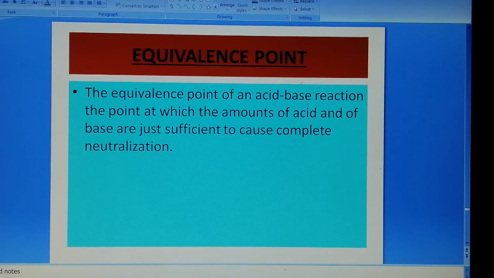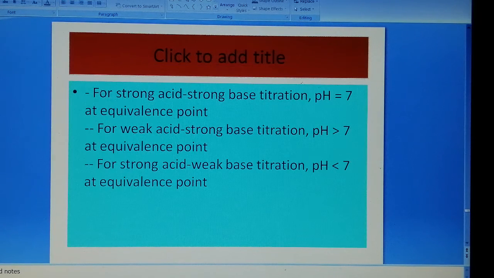Now we will see this. For a strong acid and strong base, the pH is equal to 7 at the equivalence point. For a weak acid and a strong base, the pH will be more than 7 at the equivalence point. For a strong acid and a weak base, the pH will be less than 7 at the equivalence point. So you have to know where the equivalence point is for each type of reaction. For a weak acid and weak base, a sharp equivalence point is not possible.